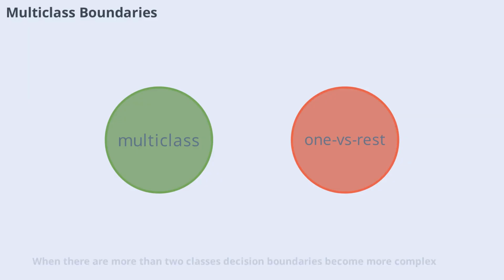When there are more than two classes, decision boundaries become more complex. The model must separate each class from all others, often resulting in multiple intersecting boundaries. Techniques like one-vs-rest or one-vs-one help manage multiclass problems.